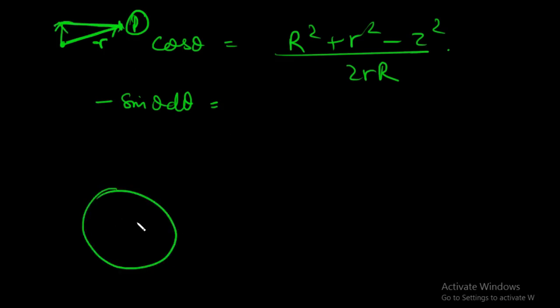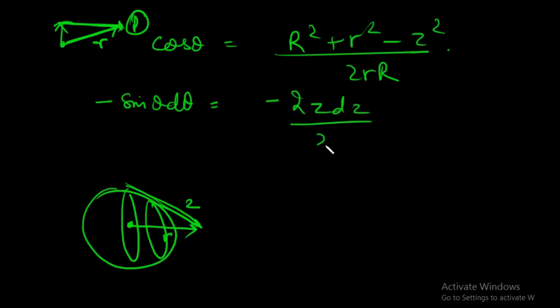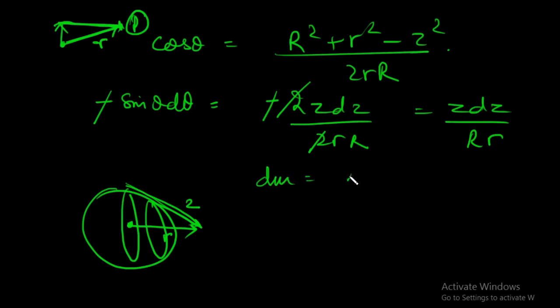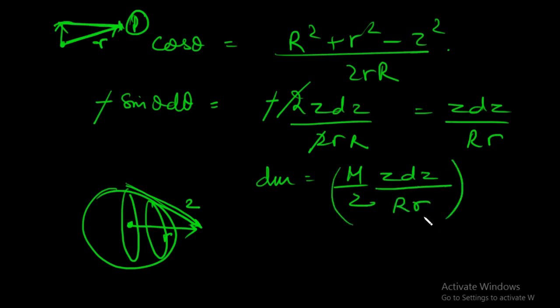You see, for example, this is a spherical shell. We take the ring over here. This would be Z, and now we take the ring over here. This would be Z. So Z has increased, okay. But the R is constant since R is taken from the center, alright. So minus sine theta d theta, this becomes 0, this would be minus 2z dz by 2Rr, alright. 2 cancels out, minus minus cancels out, sine theta d theta becomes z dz by Rr. Okay, so what would be the mass now? dm would be equal to m by 2 times z dz by Rr. Alright, so m by 2 z dz by Rr. This would be the differential mass.